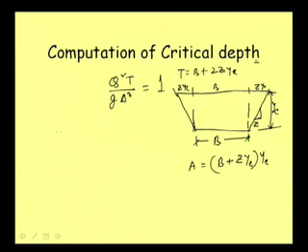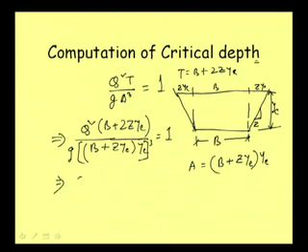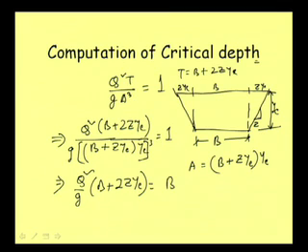Now putting these expressions here, Q square T by g A cube equal to 1 becomes Q square into b plus twice z y c, divided by g into b plus z y c into y c, whole cube, equal to 1. So Q square by g we can keep on one side, and b plus twice z y c is equal to b plus z y c into y c whole cube.